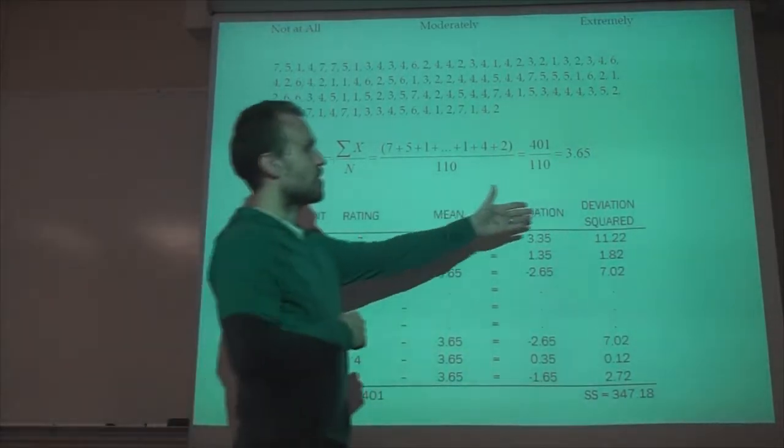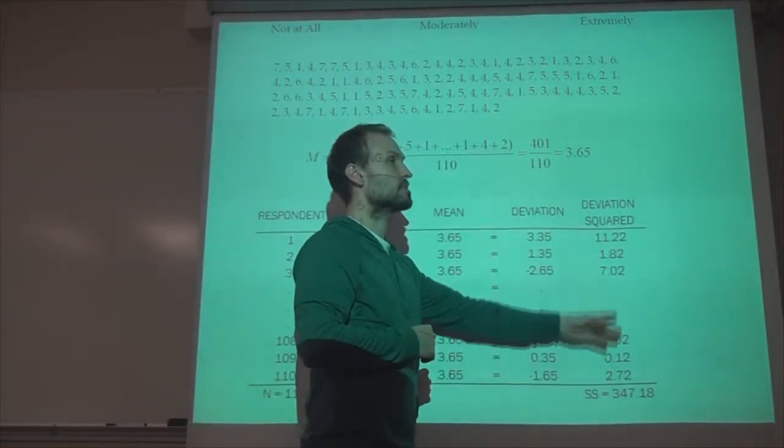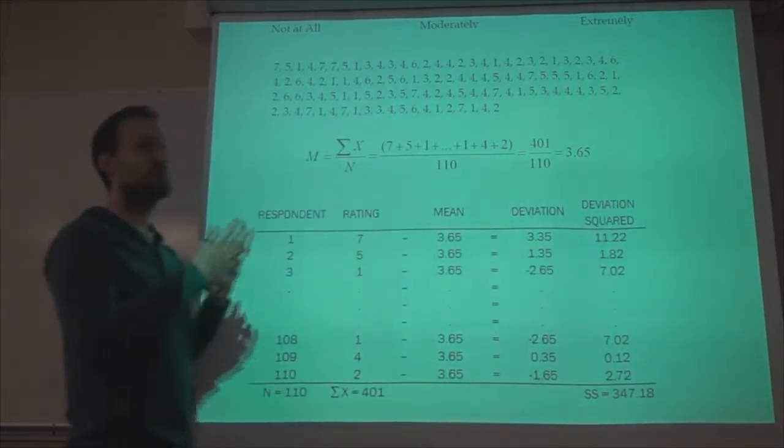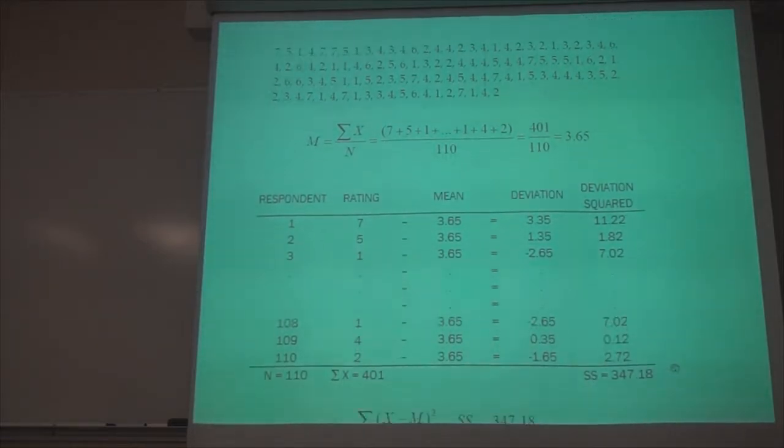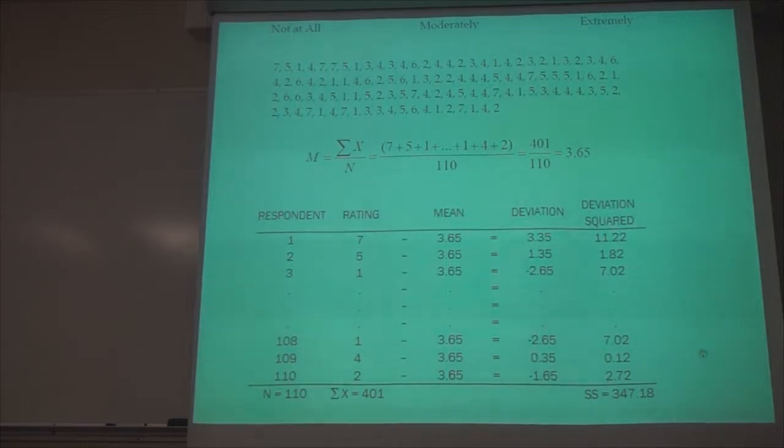If I then add up all of these, they're all positive. They're all contributing. Any bit of deviation adds to that sum. We call that the sum of the squares, SS. It's 347.18 when I add up all those values.